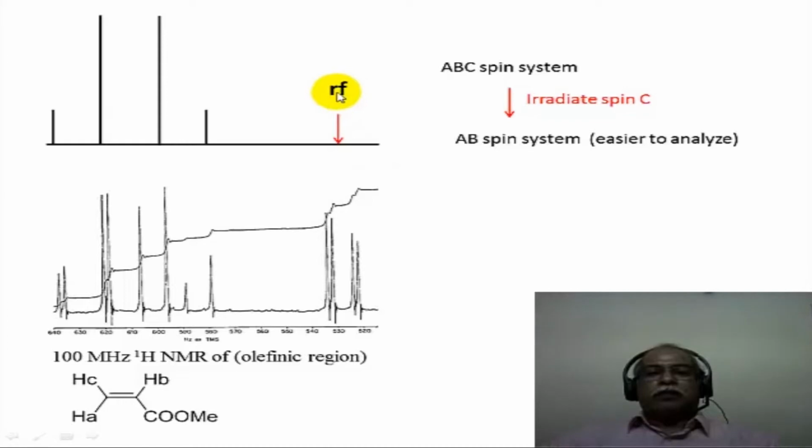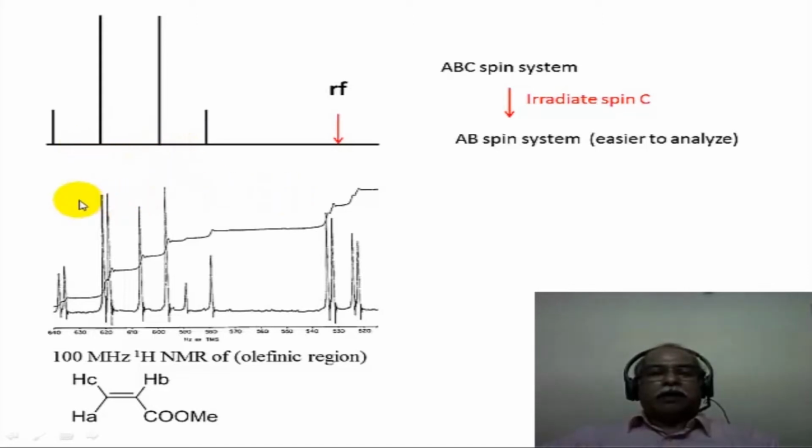Now, suppose one applies a radio frequency corresponding to the frequency of C, which is approximately in this region here. That will essentially result in decoupling of the C with the A and B. So A and B will present simply as an AB spectrum. An AB spectrum with a 4-line pattern like this is much easier to analyze and extract the information corresponding to delta A, delta B and JAB.